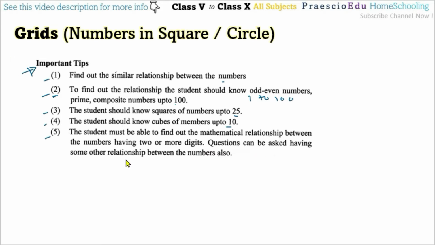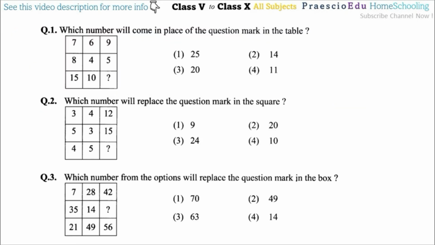Questions can be asked having some other relations between the numbers also, specifically 1 to thousands, up to the squares also. So 25 square is 625, and 10's cube is 1000. Most probably, below a thousand, the squares and cube numbers must be known, meaning we can say 1 to 25 numbers, cube roots or square roots. We are going to see some concepts about the grids.